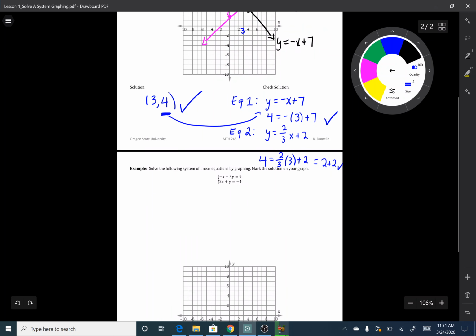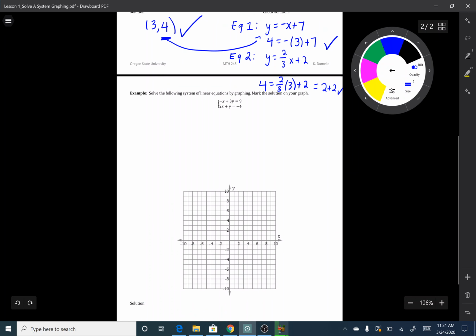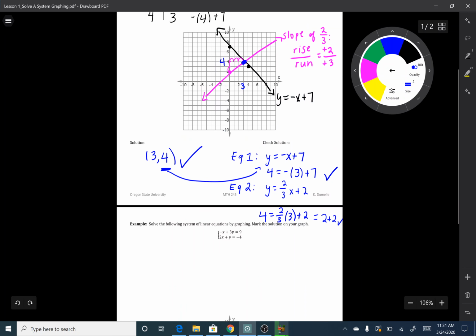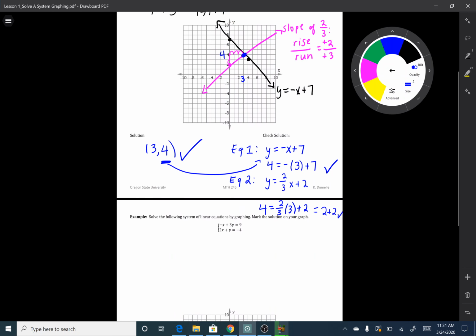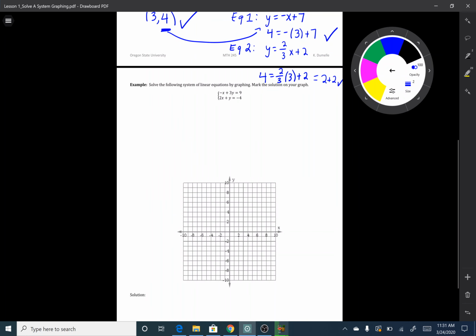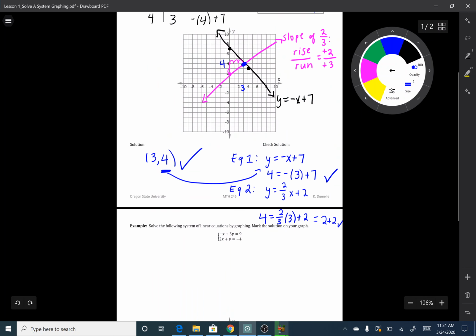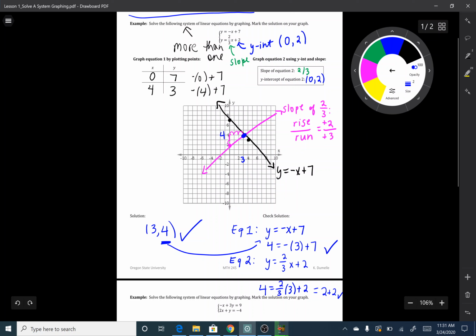All right, next we want to solve this example by graphing. So we are going to be doing the same thing that we did in the first example. So I have two equations here: negative x plus 3y is equal to 9, and 2x plus y is equal to negative 4. The difference between these two equations and the equations that I had up here is that those two equations were already in the form y is equal to mx plus b, which made plotting points and using the y-intercept and the slope relatively straightforward.